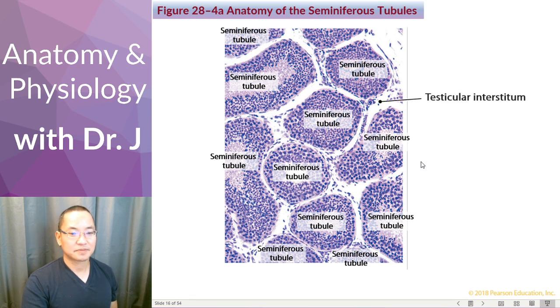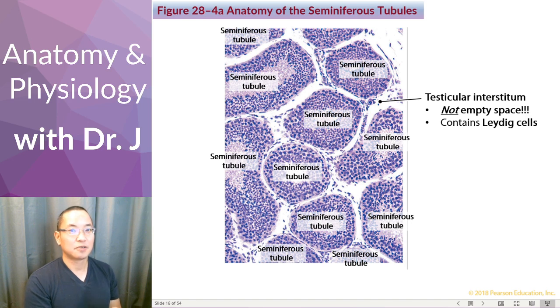And what we have here is the testicular interstitium. Now, in this slide, it looks like empty space. But you can notice there are little cells right here, these little dark purple blobs. These are nuclei. So even though they're very faint in this picture, there are cells in the interstitium. They're not empty space, but contain something called interstitial cells or Leydig cells. Now, these are very important cells. Why? Because these Leydig cells, or interstitial cells, produce testosterone and androgens. So these are the primary male sex hormones.